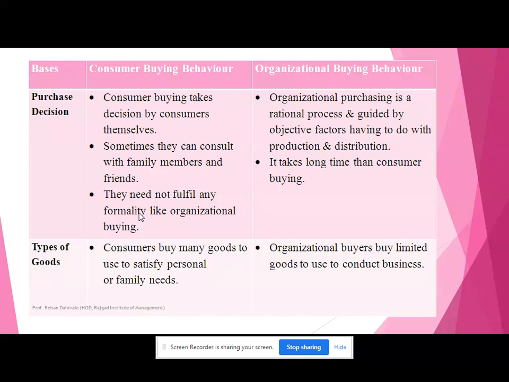So it is a longer process. Now we will see the comparison based on types of goods. Consumers buy many goods to satisfy their personal or family needs. But in organizational buying behavior, they use limited goods to conduct the business. According to their importance, only a few items are purchased. So maybe the quantity is large, but the variety is less. But in case of consumers, the variety of purchases is large, but the quantities are less.